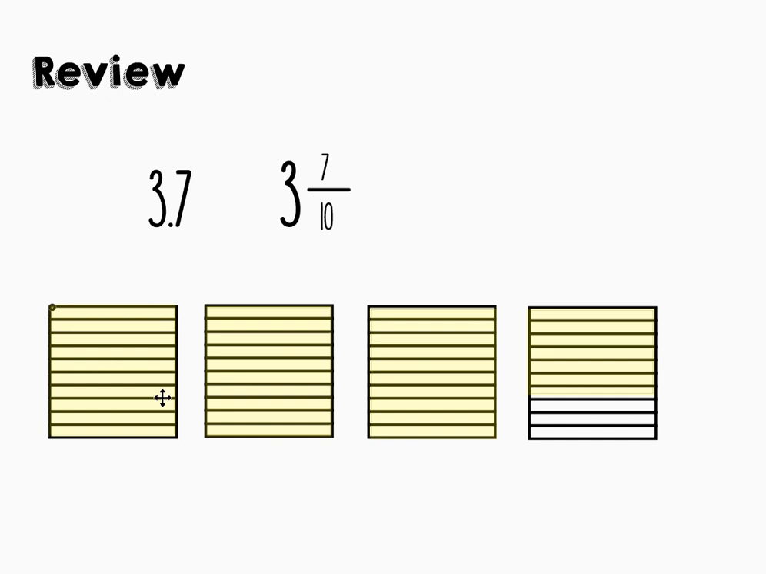When we look at the model, we have 3 wholes and 7/10. If we were to count the tenths individually, here's 10/10 plus 10 more would be 20/10 plus 10 more would be 30/10 plus 7 more would be 37/10. So we know that 3 7/10 is equal to 37/10. We can also write that in words, 37 tenths. And this is going to be the most important part for our work today. We need to be able to realize that 3 7/10 is equal to 37 tenths.